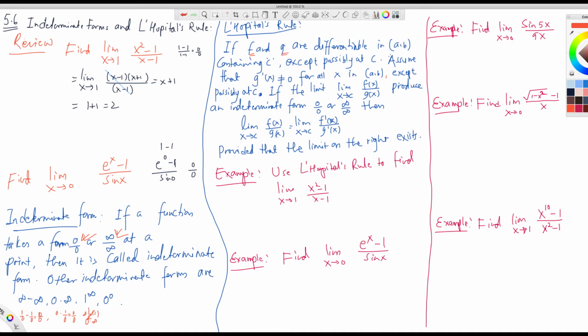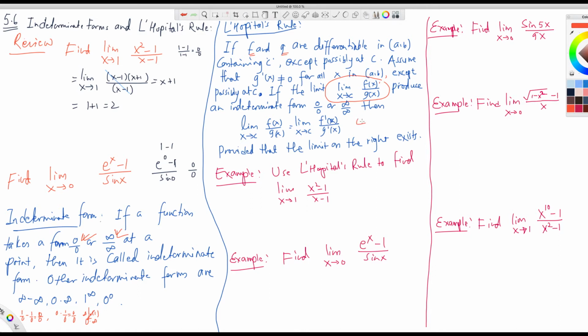Also assume that the derivative of g at all the points in that interval is non-zero, except possibly at C. And if the limit as x tends to C of f(x) over g(x) produces an indeterminate form 0 over 0 or infinity over infinity, then that limit as x tends to C of f(x) over g(x) can be written as the limit as x tends to C of f prime of x over g prime of x.